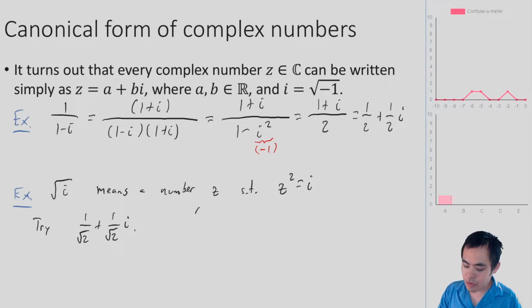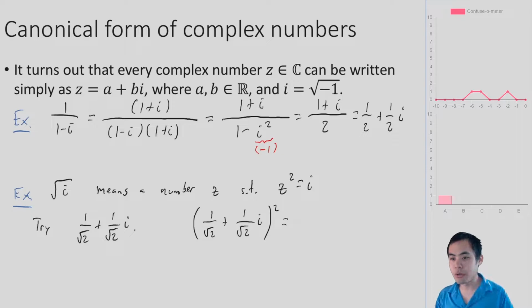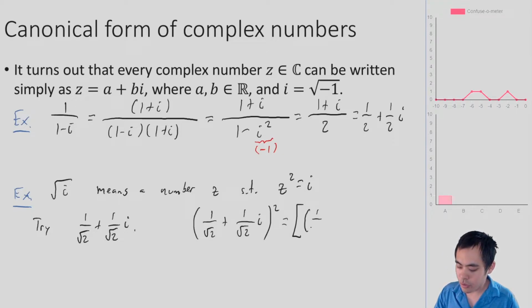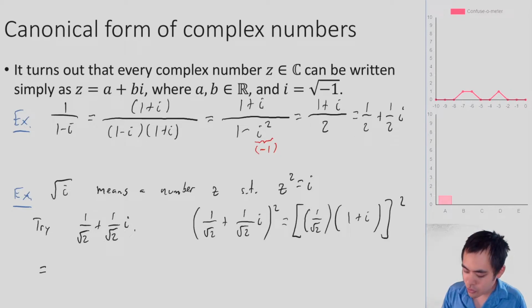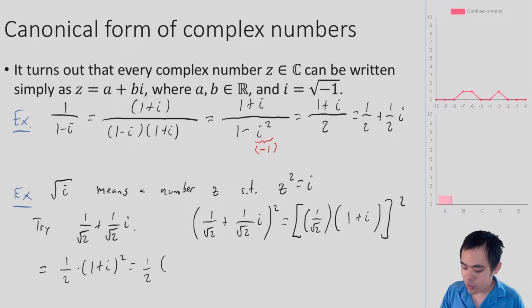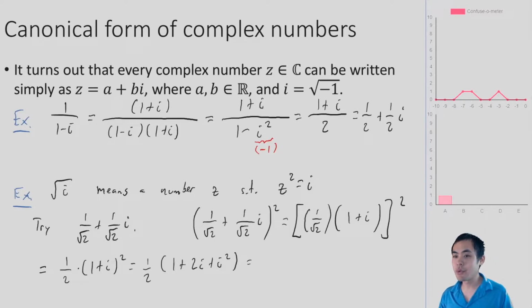How we get this number, we'll talk about in a little bit. But we have this number, and when we take the square of this, 1 divided by the square root of 2 plus 1 divided by the square root of 2 i, we can pull the 1 divided by the square root of 2 out front. So this is equal to 1 divided by the square root of 2 times (1 + i), and this entire thing is squared. So this is equal to 1/2 times (1 + i) squared, which is equal to 1/2 times (1 + 2i + i squared). But notice that i squared is just minus 1, and so 1 plus i squared is equal to 0. So this is equal to 1/2 times 2i, which is equal to i. And so this is indeed a square root of i.